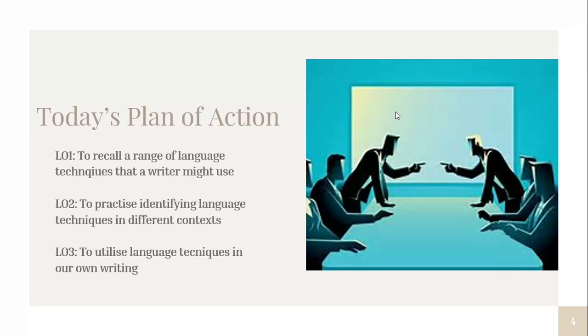But that's not the only time in our functional skills qualification that we need to know about them. We also need to be able to pick out and identify language techniques within other people's writing. So when we come to tackling the reading side of things, those of you at level 1 and level 2, you will be expected to recognize and even identify different language techniques within a text.